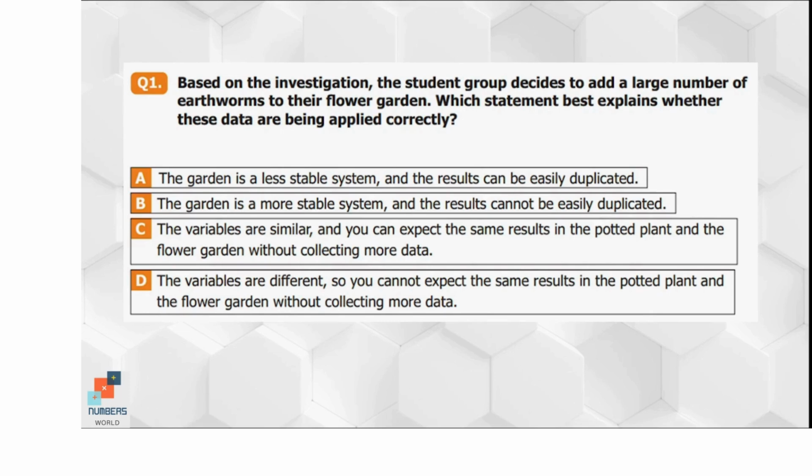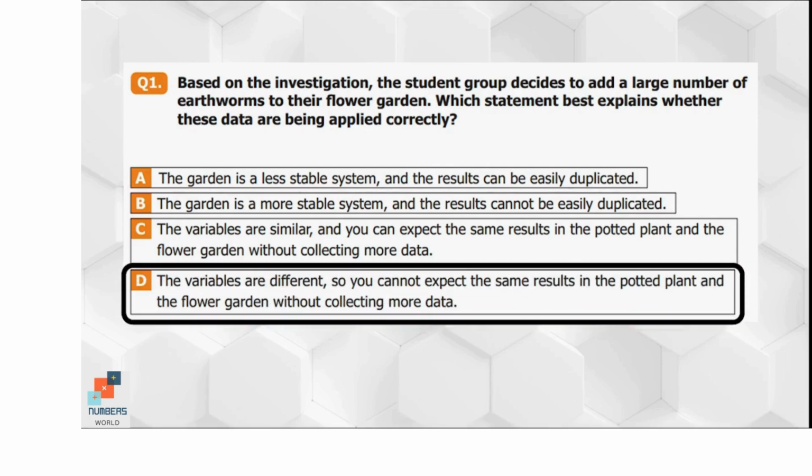Third variable can be space. Potted plants have limited root space, and gardens have ample space for roots to spread. Then temperature. Potted plants can experience more rapid temperature changes due to smaller soil volume, and in a garden the soil temperature changes more slowly. Then light, pests and diseases, air circulation, growth space. So there are many different variables. So the correct option should be option D. The variables are different, so you cannot expect the same results in the potted plant and the flower garden without collecting more data.